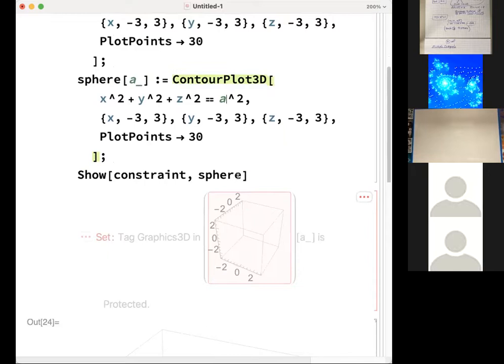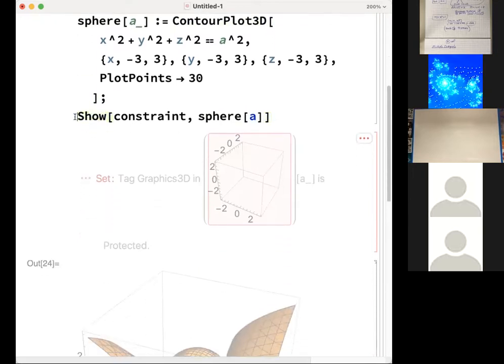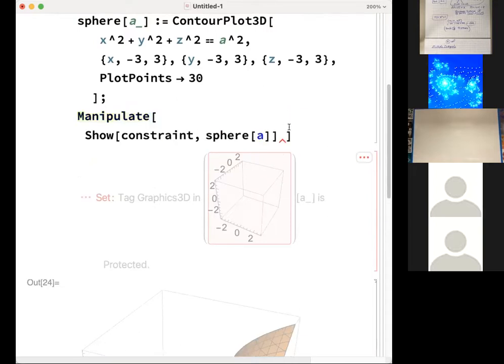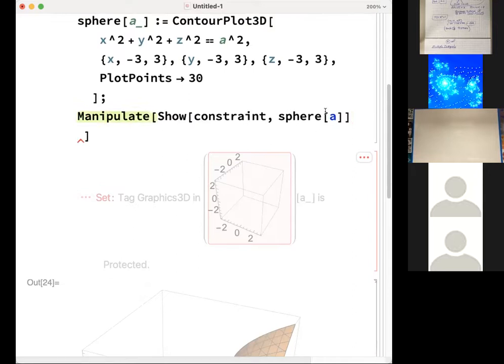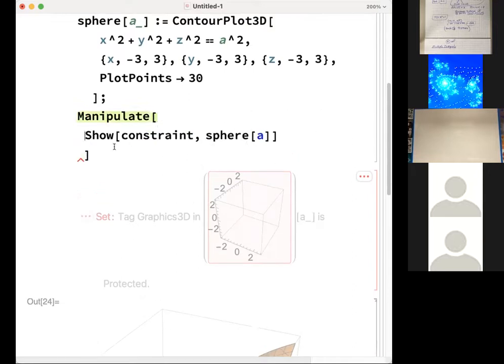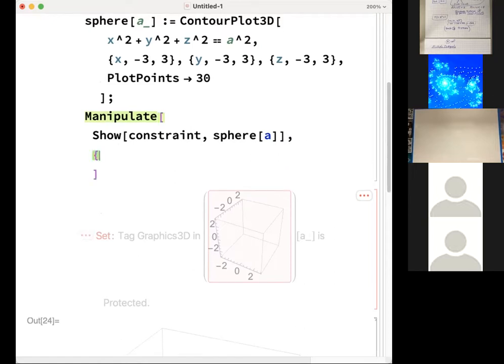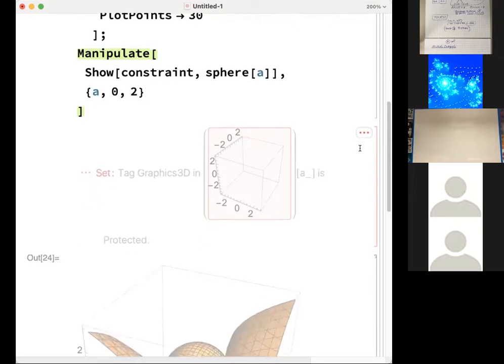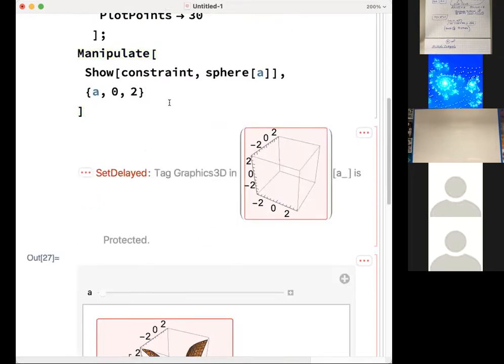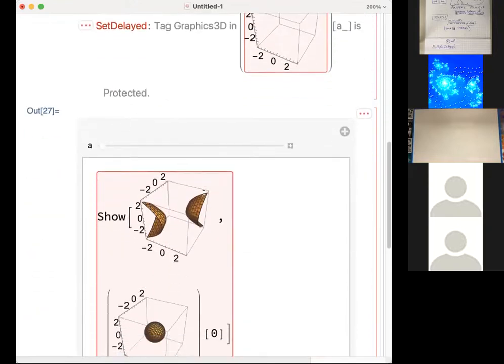And now let's do spheres of different radiuses. But I have to supply the A if I'm going to make this thing animate. So what was the animation command? Manipulate. Let's add my indentations to make this easier to read, and I'll run A from 0 to 2. And what do we got here? We got some other person that's unhappy.